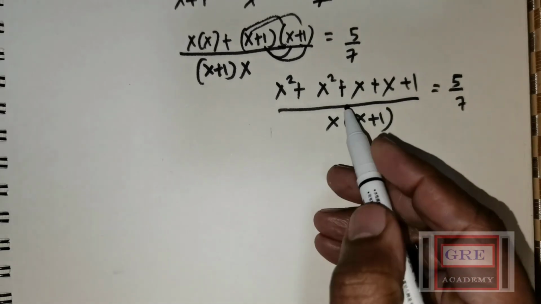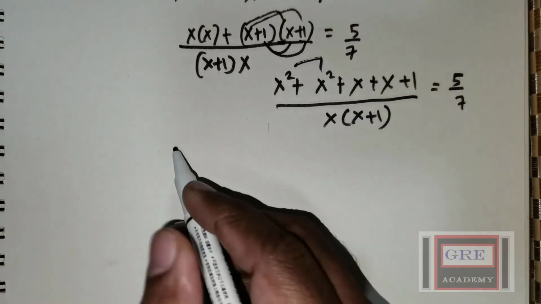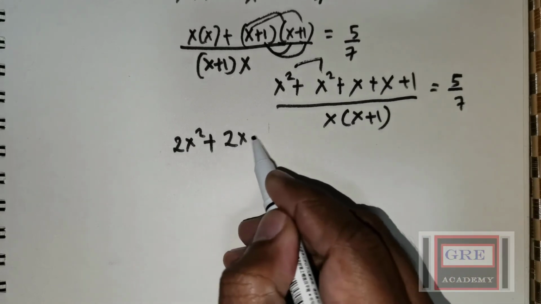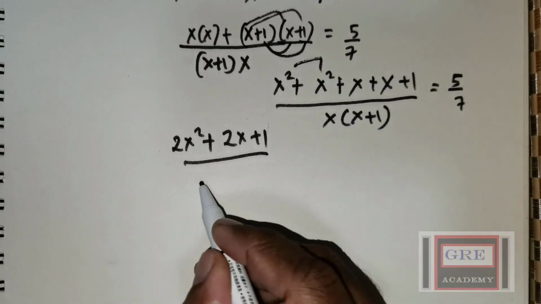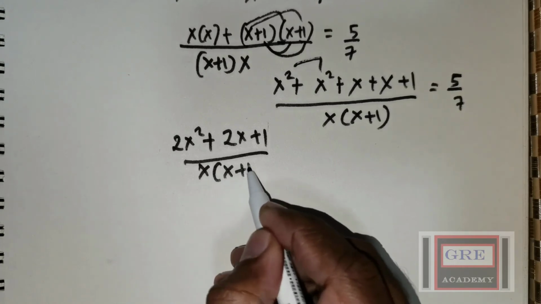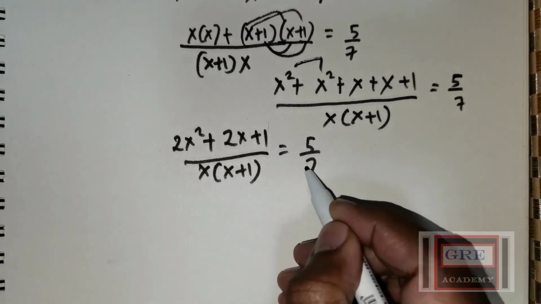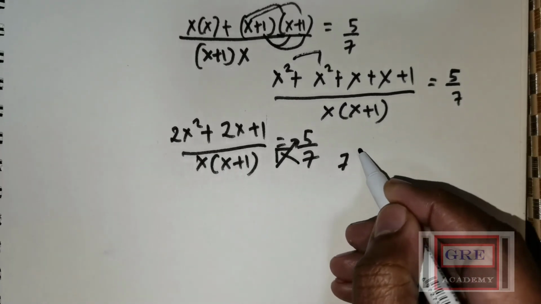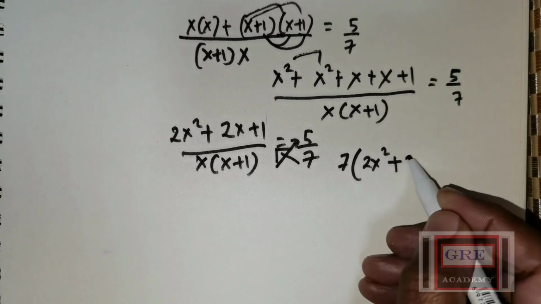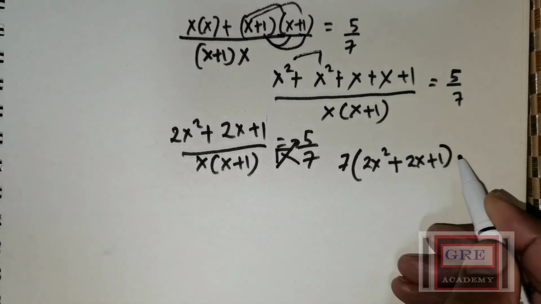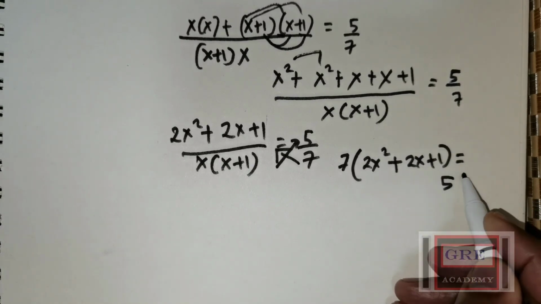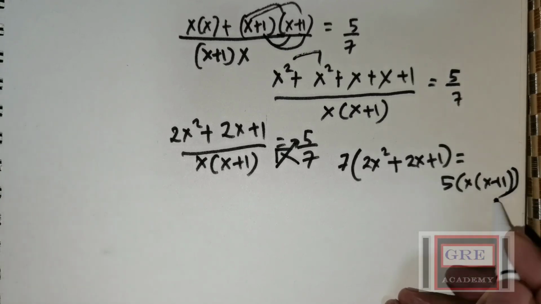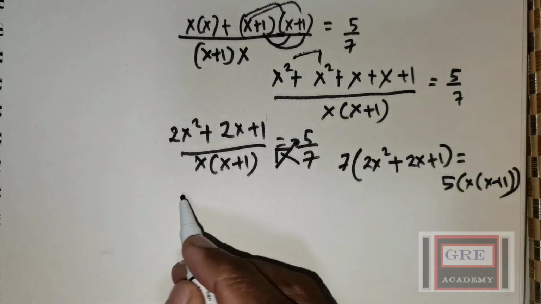Now this can be simplified. x squared added with x squared would give me 2x squared. x added with x would give me 2x, plus 1, divided by x times x plus 1, is equal to 5 over 7. Now we cross multiply. When I do that, I get 7 of 2x squared plus 2x plus 1 is equal to 5 of x times x plus 1. So this is what I've got when I cross multiplied.